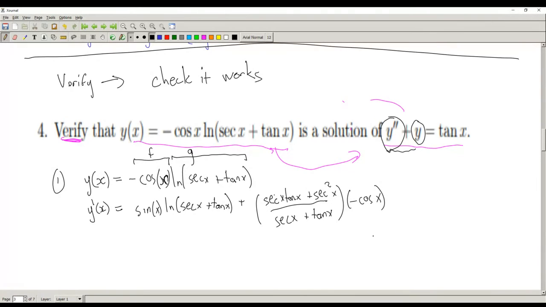You won't be asked to graph the solution curve, don't worry. That would be hell.